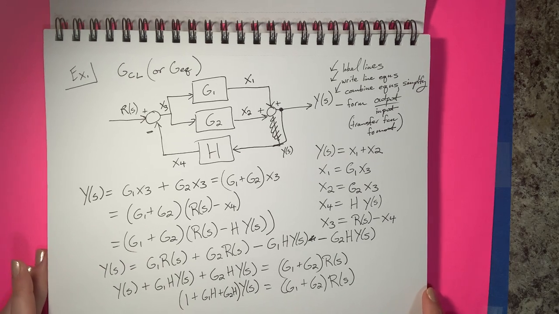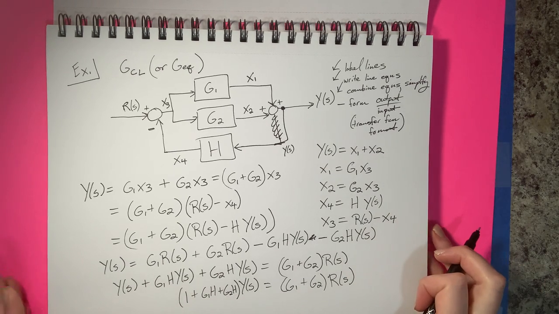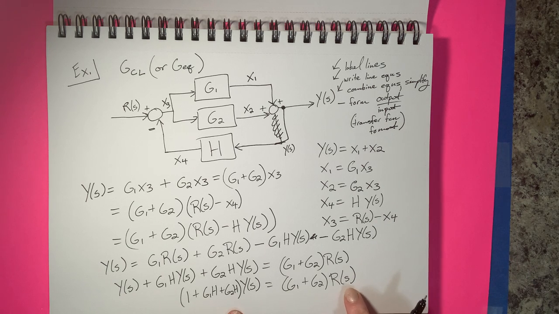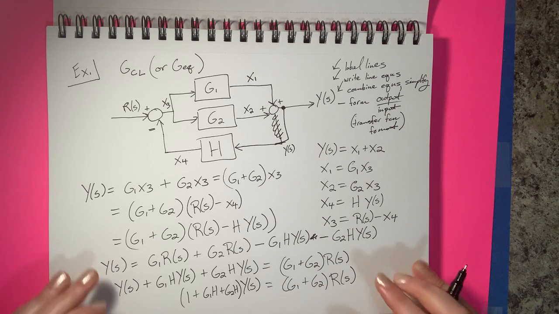All right, so what we can do here is go ahead and divide through by r of s on both sides. So that would eliminate it over here, and we would have an r of s in the denominator here. We'll do the same thing with this coefficient, and we'll move it over here. So we'll have g1 plus g2 divided by all of that stuff.